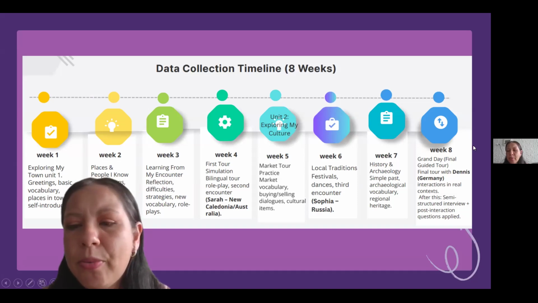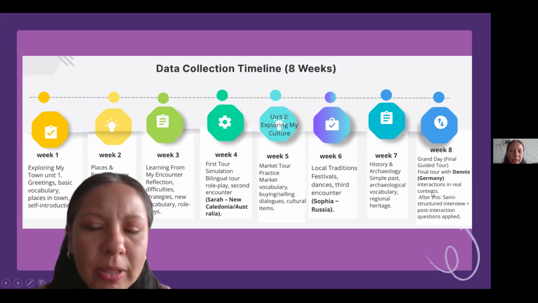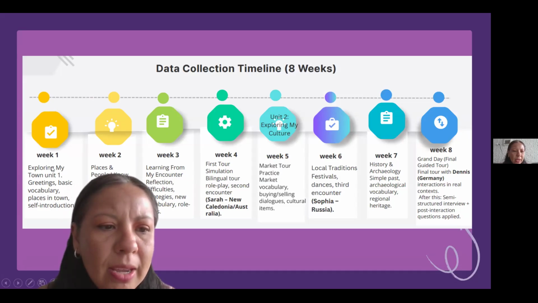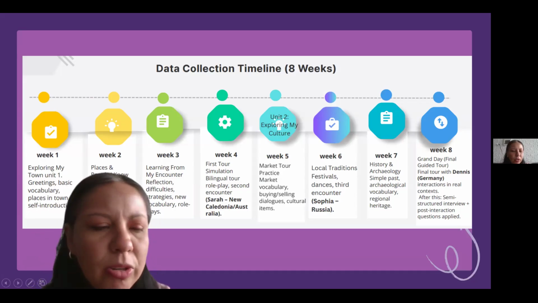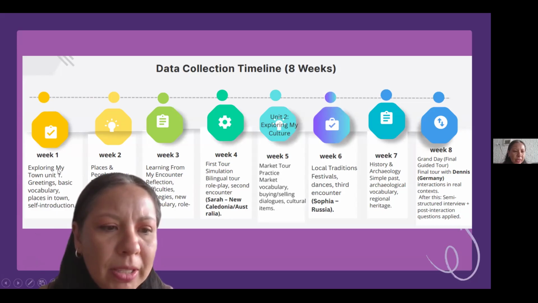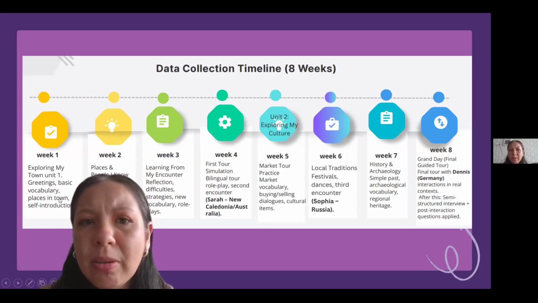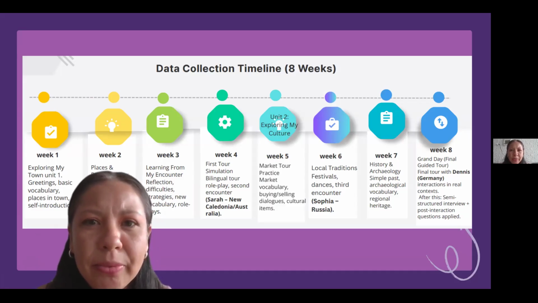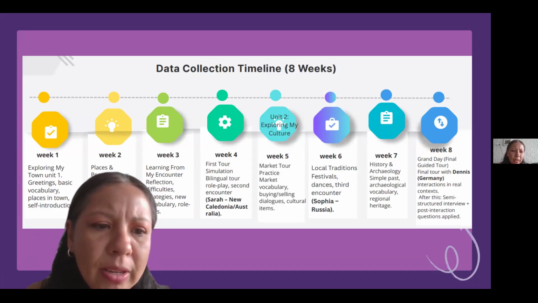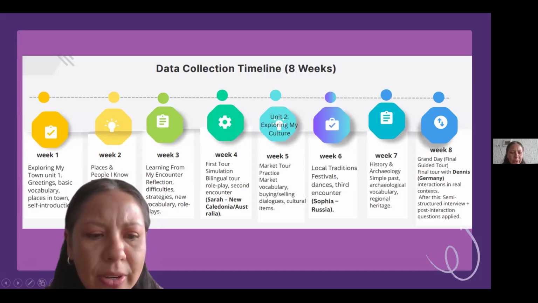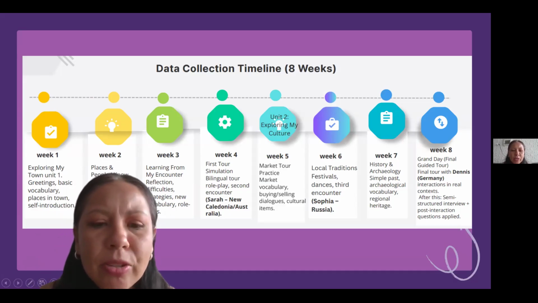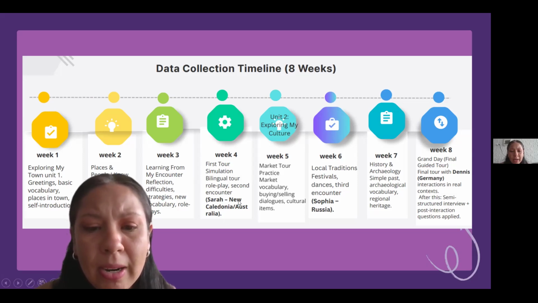Here are the 8 weeks in which the instruments were applied in order to get the data. In the first week, the pre semi-structured interview was applied, and some activities related to the diagnosis of students were developed, to see how they apply some communicative activities. The second week was our first encounter with Sandra from the Netherlands. In the third week, we analyzed and reflected on the previous encounters. The fourth week was our second encounter with Sarah from New Caledonia, Australia.